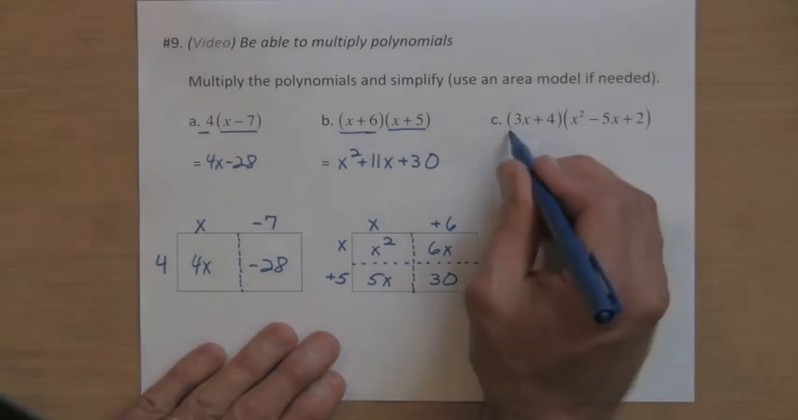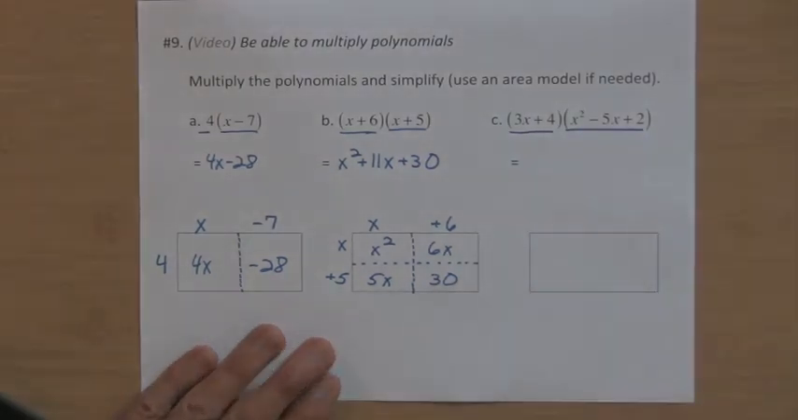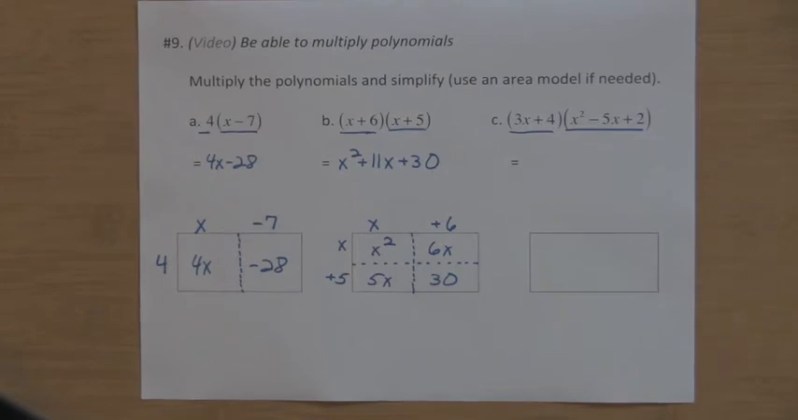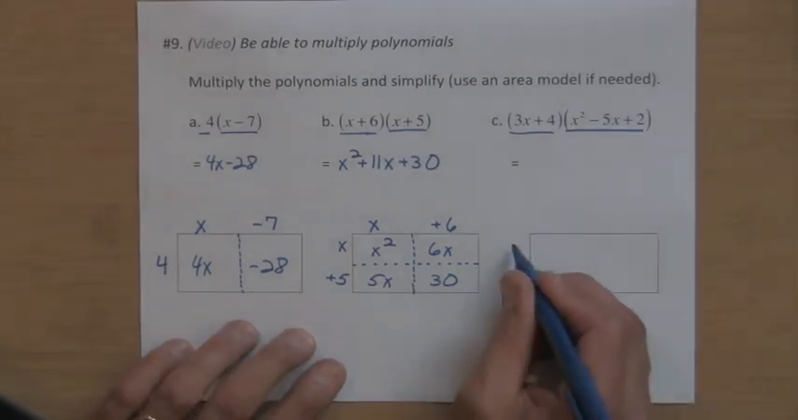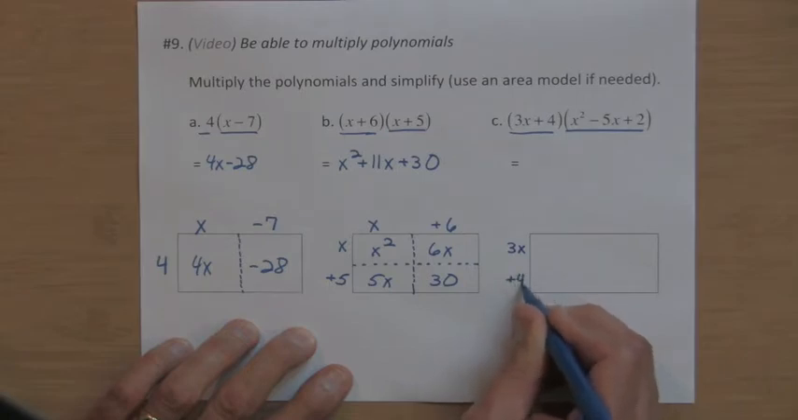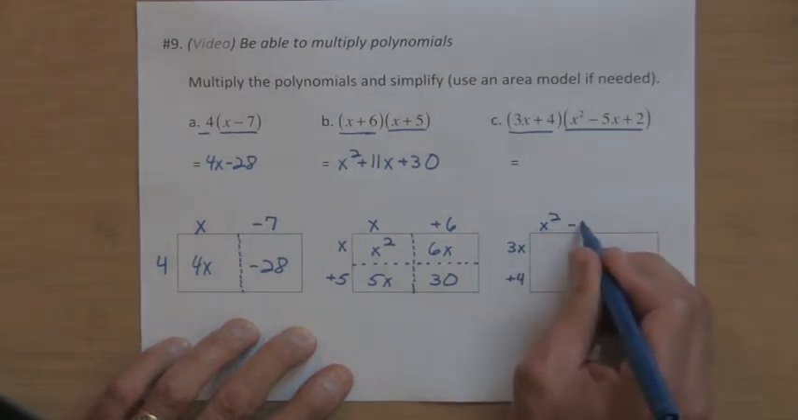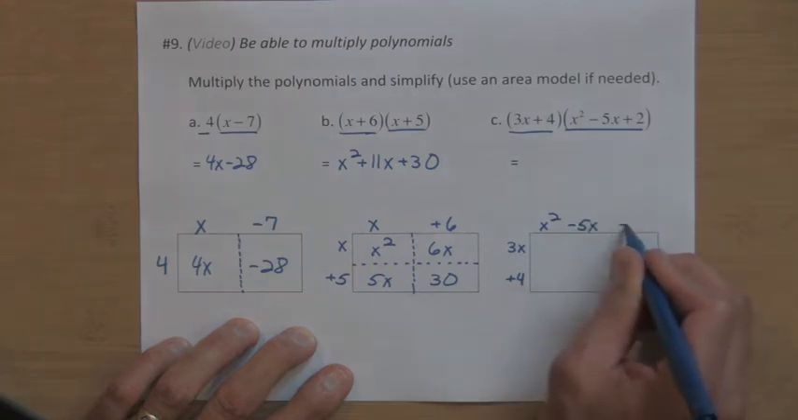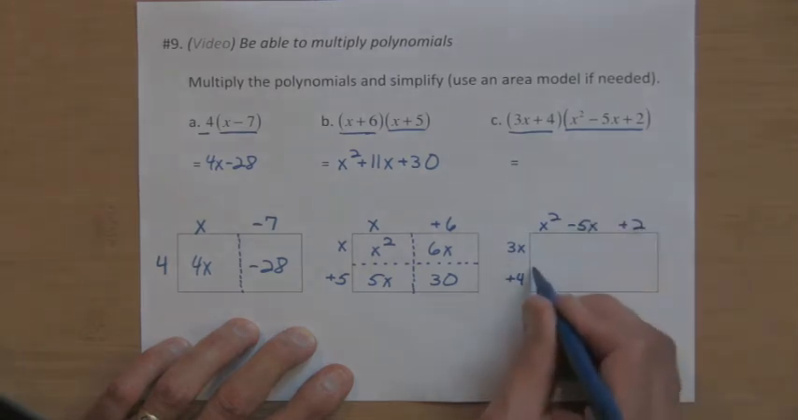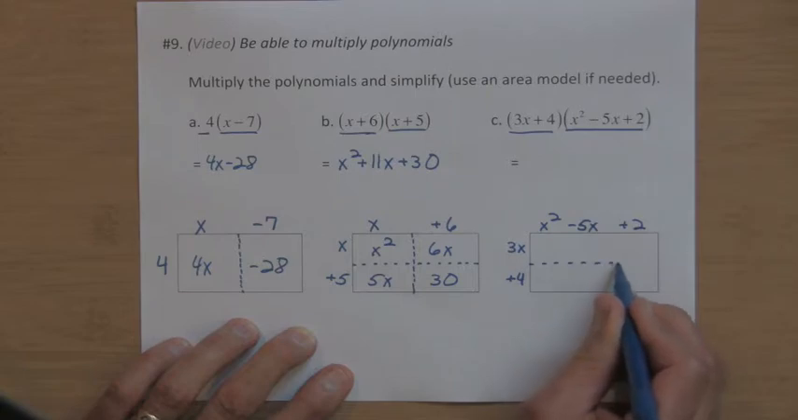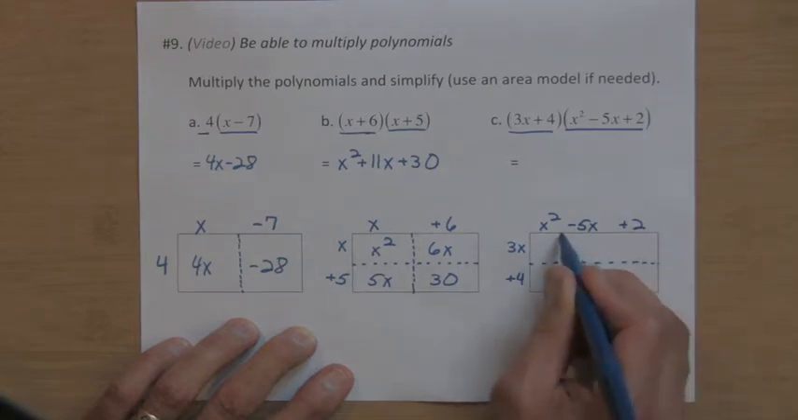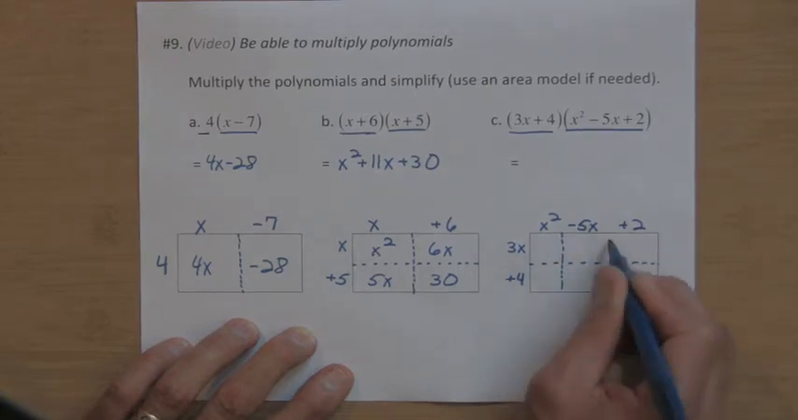Last one, once again, multiplying two things together. Those two polynomials can be length and width of a rectangle. I'll put the 3x plus 4 on the side. It's a little bit shorter. Here's 3x and here's plus 4. This has three terms, x squared, I'll use the top for that, and minus 5x, and then plus 2. So two terms along the edge, cuts this up into two pieces. 3 across the top, I cut that up into three pieces.